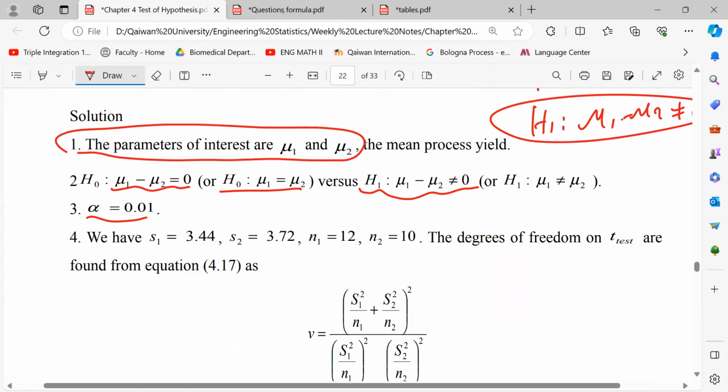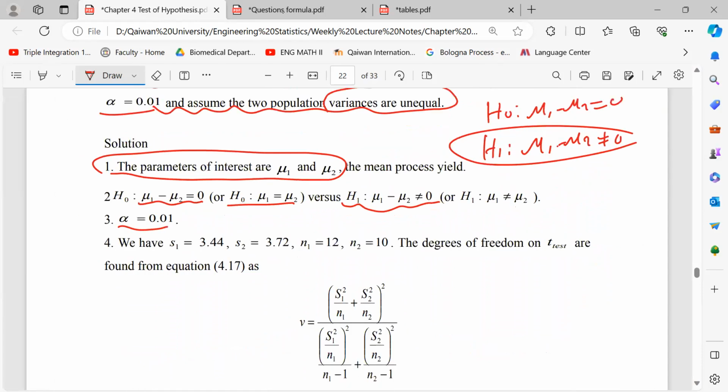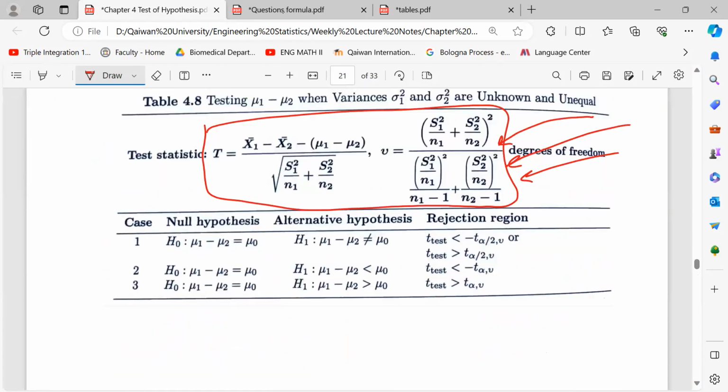Then we need to find T of alpha over 2 and V. It's a negative value and a positive value. Alpha is given. We need to find the degree of freedom. Degree of freedom is V.